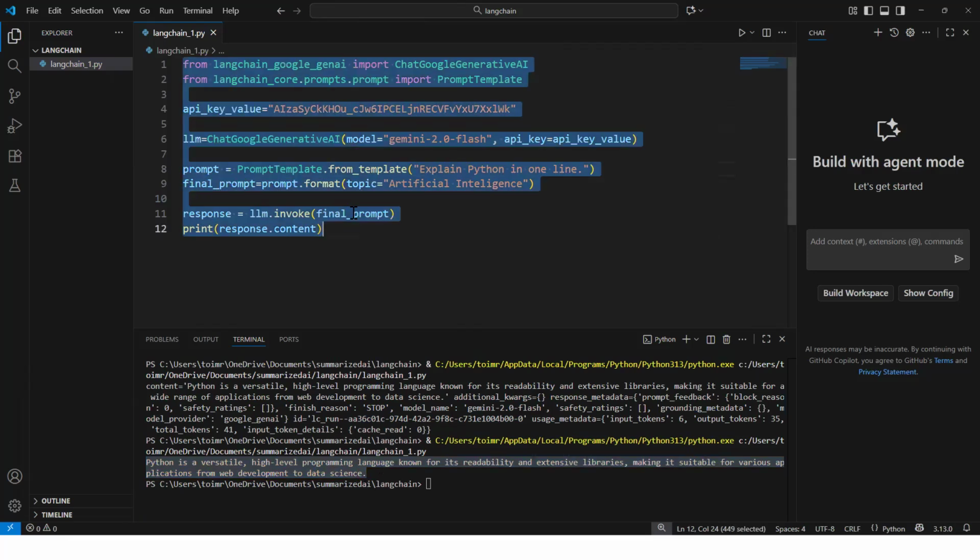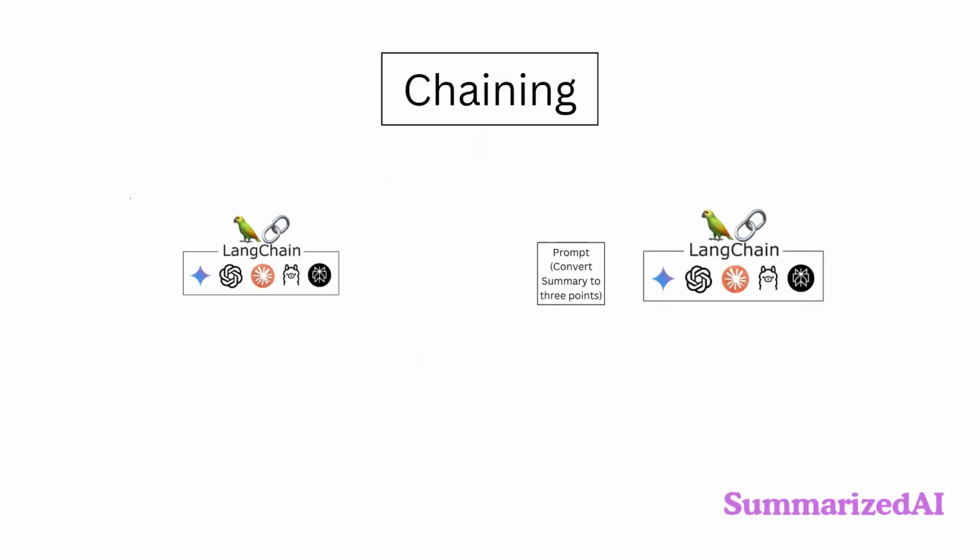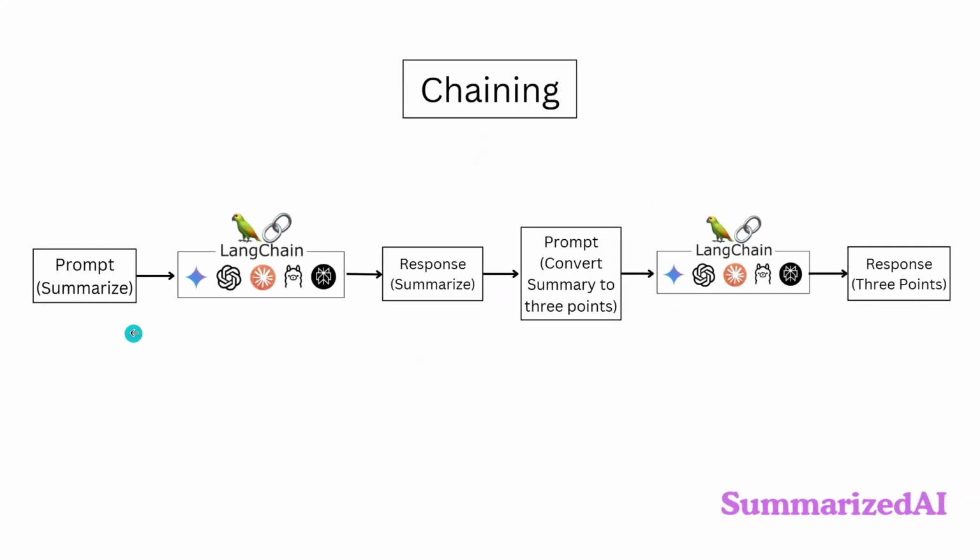We got it. So this is where we can use different LLM models at the same time. We can switch in between the models also. And this is how we can use LLM models with LangChain. Great. Now with LangChain, we have one more thing to understand, which is chaining.